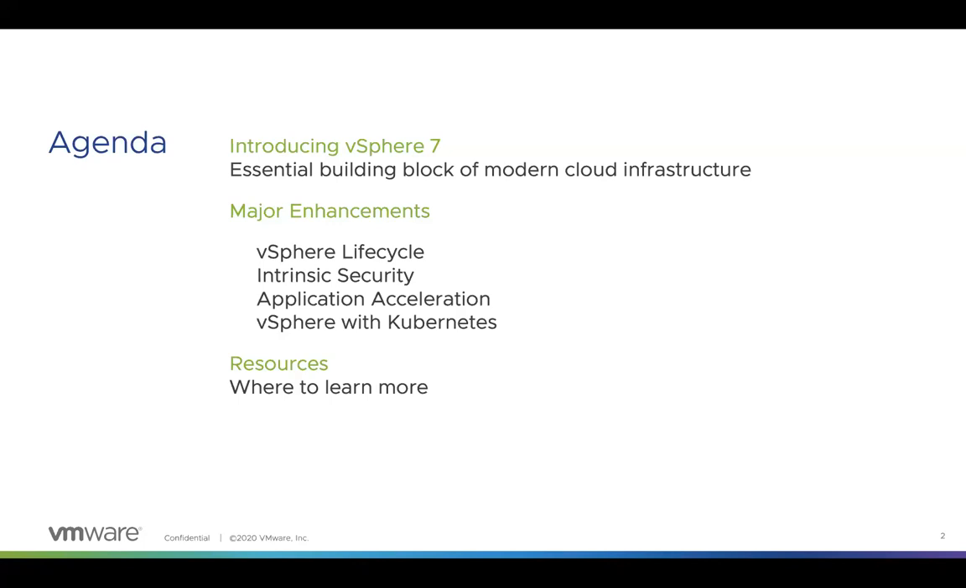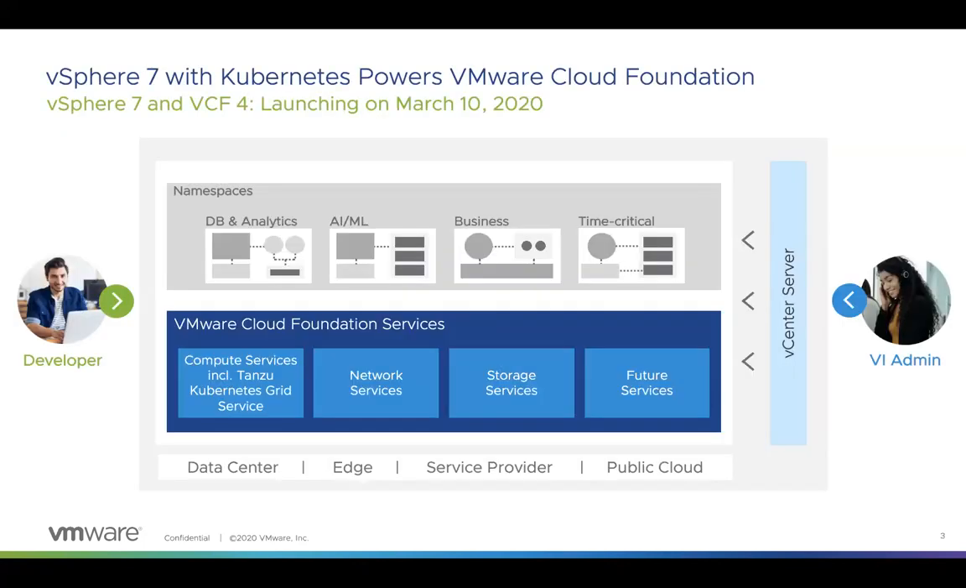So first thing, why is this so important for all of us? Everyone, you might have heard the buzz about Project Pacific. So vSphere 7 with Kubernetes is nothing but the Project Pacific part. We renamed it as vSphere with Kubernetes. So what is so big, so much buzz about this particular topic?